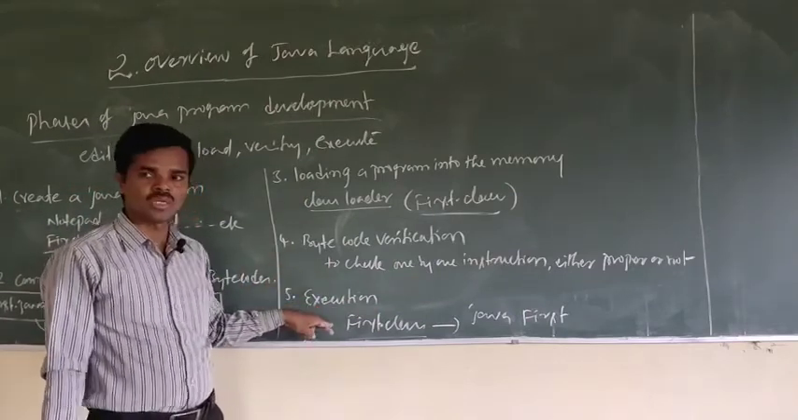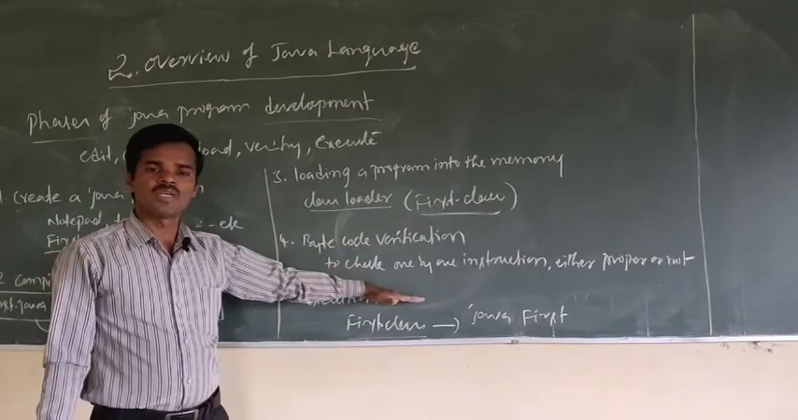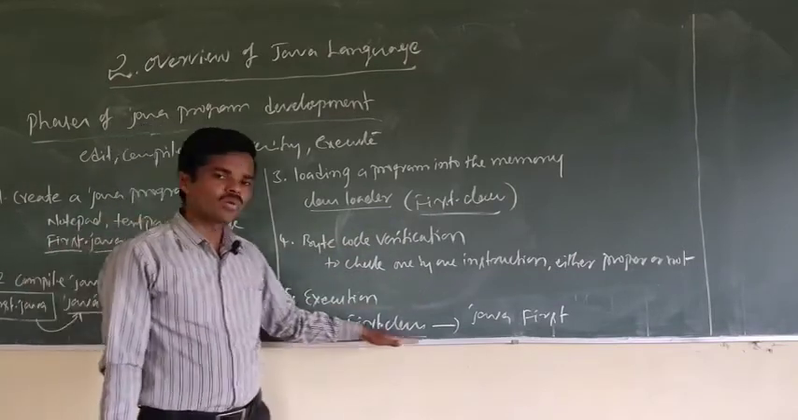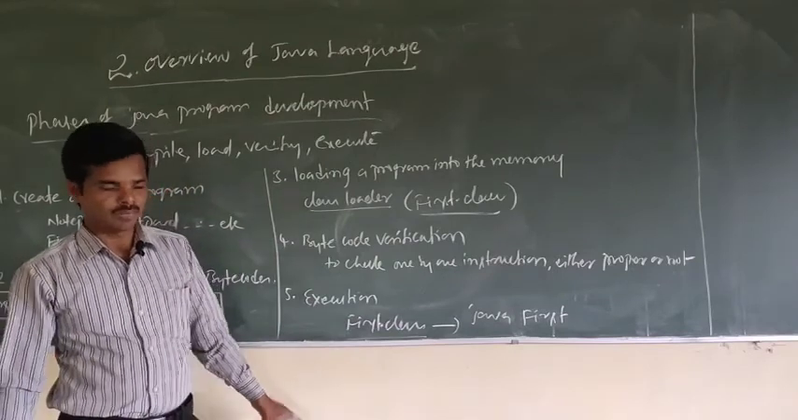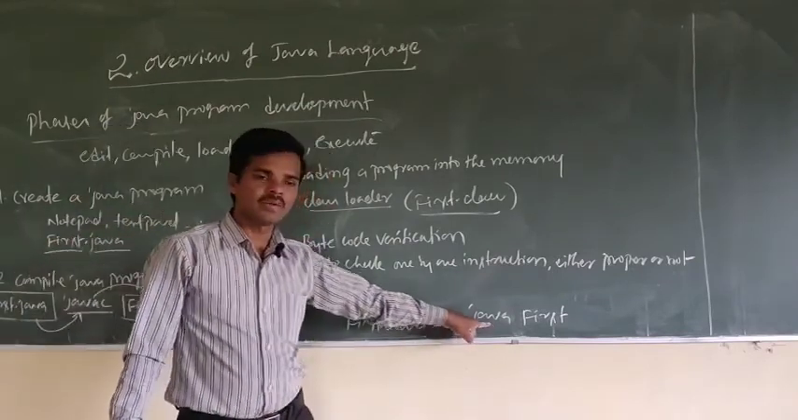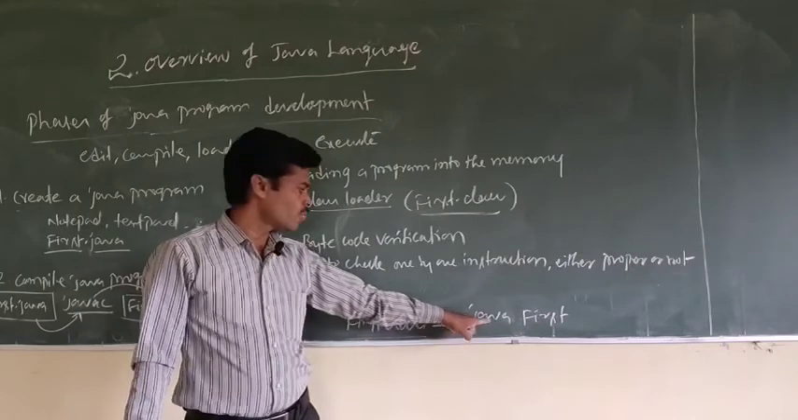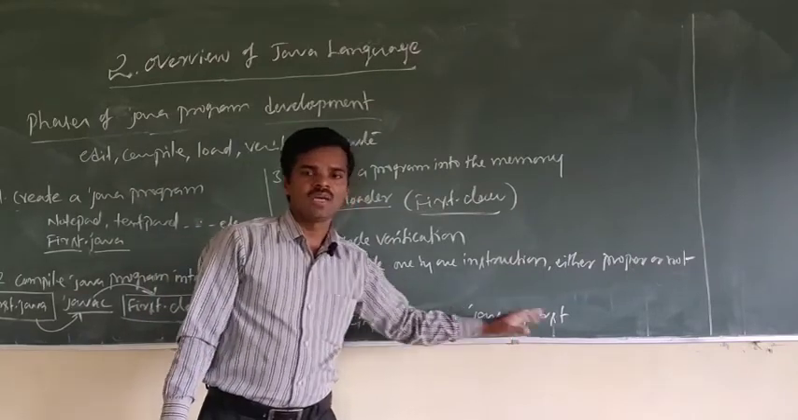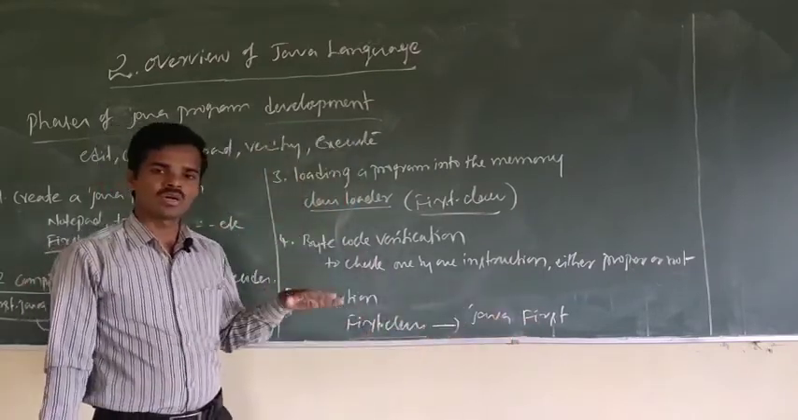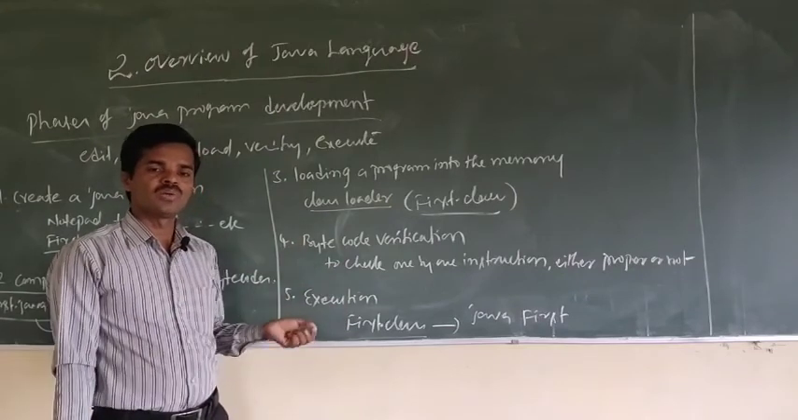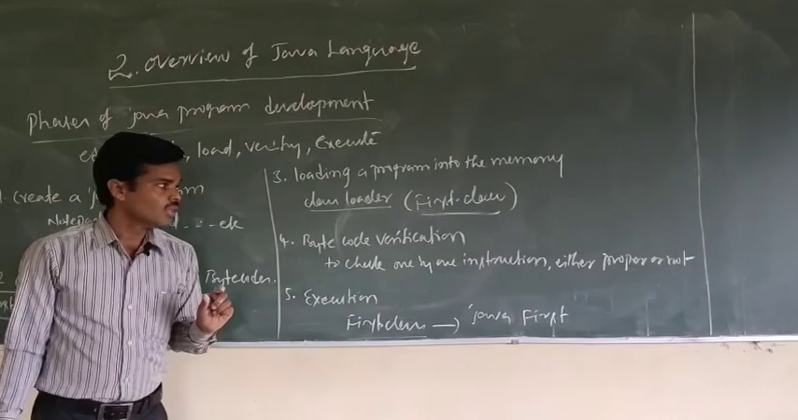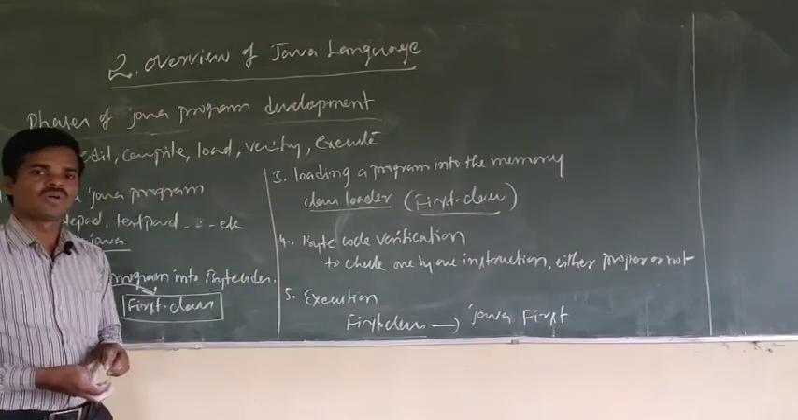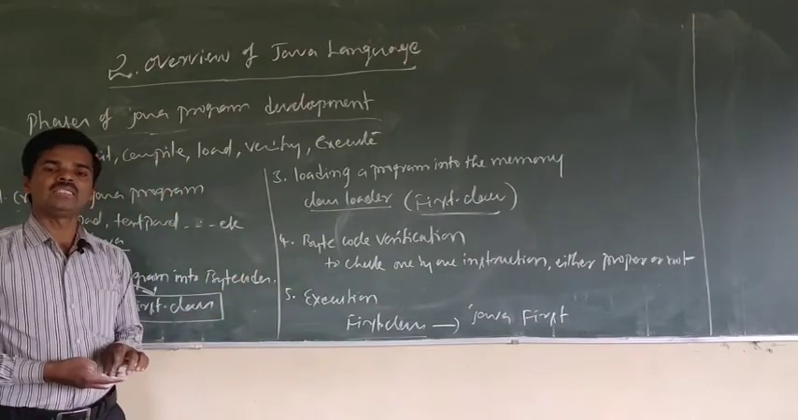Then fifth one, execution. Once all the bytecode verification is done, your program will start executing using the Java interpreter or JVM. That is, java is the Java interpreter. It will start to run the Java program, java First. Then these bytecode instructions are converted to machine code. Then the machine code instructions are run by the processor. So these are the different phases of creating and compiling any Java program.